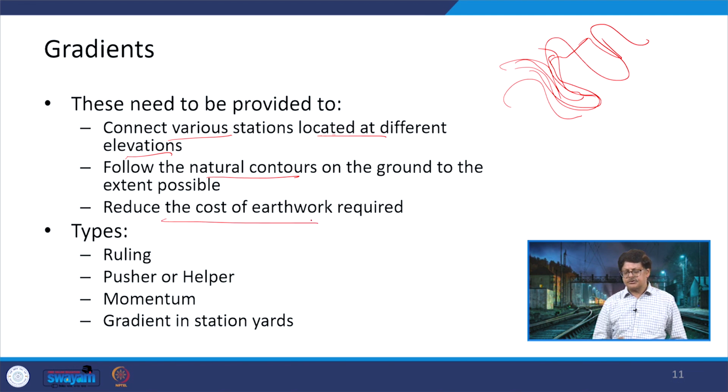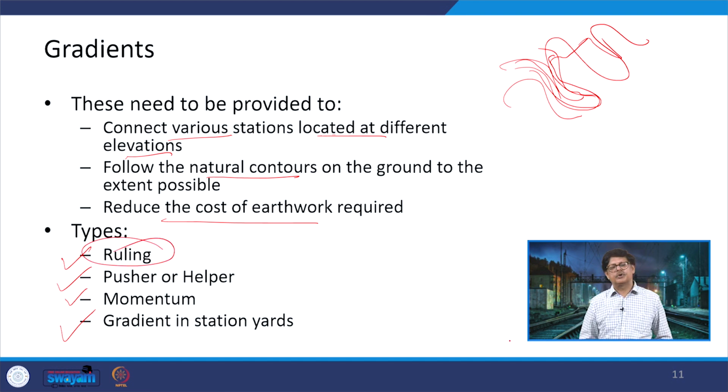It reduces the cost of earthwork required if we go into a form of gradients rather than going straight. There are different types of gradients which can be provided: rolling gradient, pusher gradients, momentum gradients and the gradients which are used in the station yards. The rolling gradient is the one which we try to adopt and stick to, but if that is not possible then we go to the other gradients.